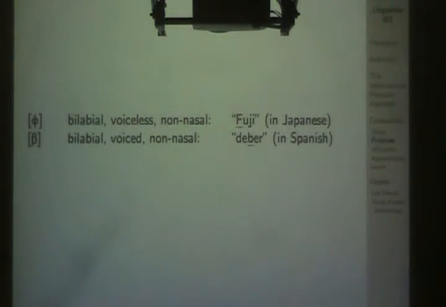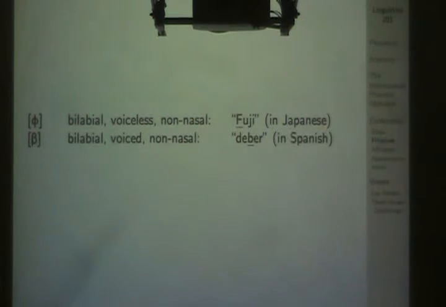The first is not like the sound at the beginning of food. We don't have it in English. Okay? We don't say either of these sounds when we say English words, unless you're a Japanese or a Spanish speaker and are using your native sounds.